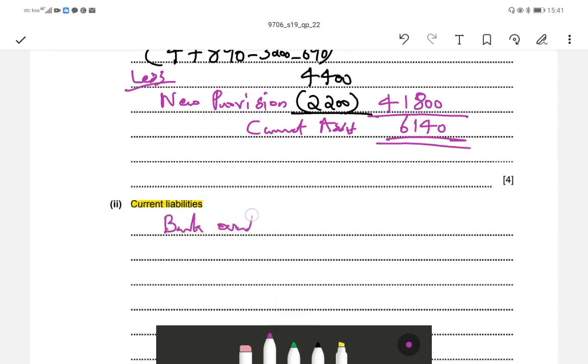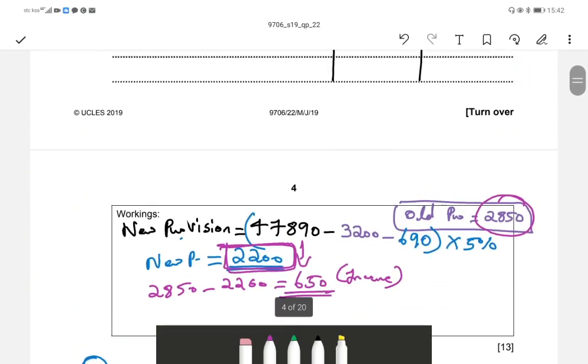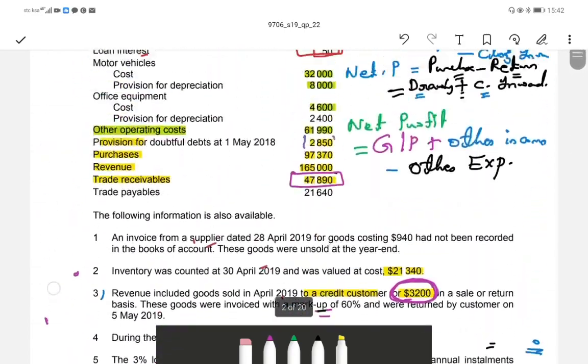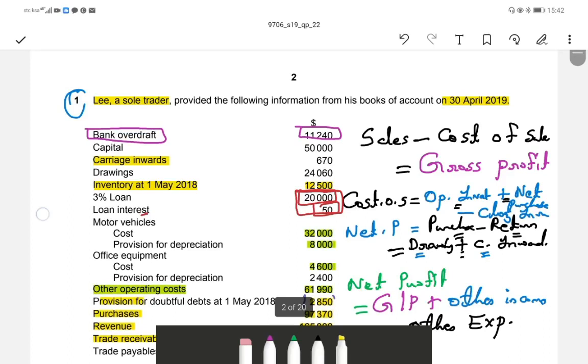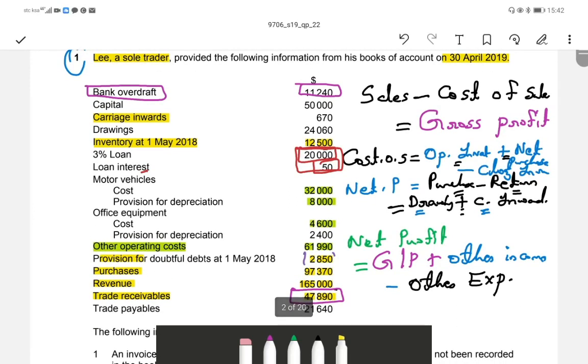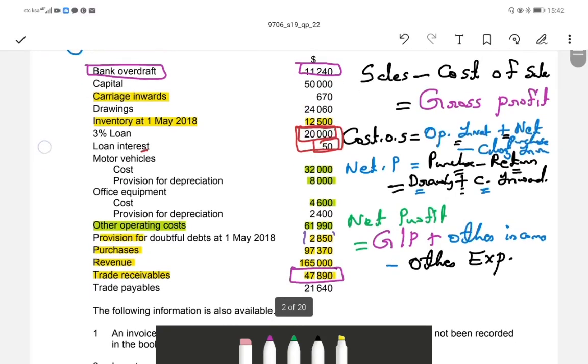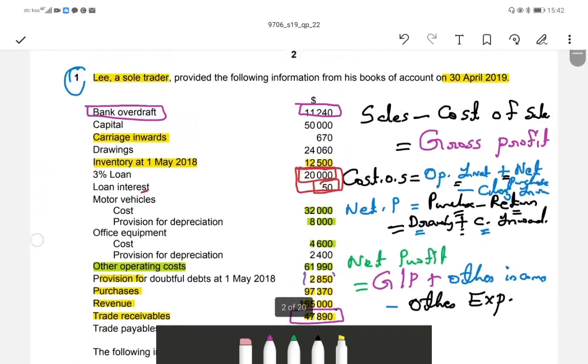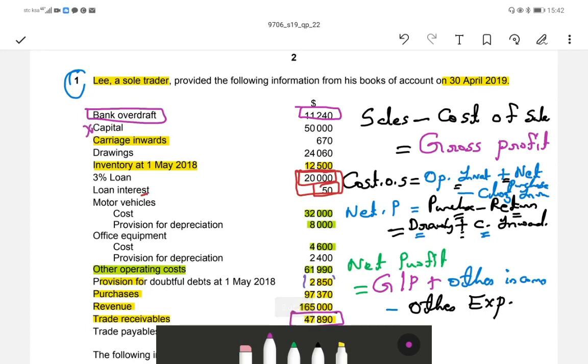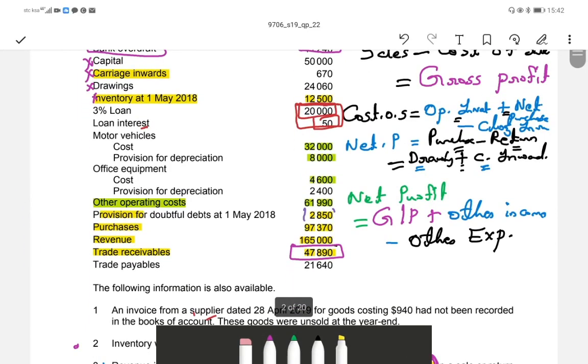Bank overdraft 11,240. Next we have the capital loan, which is a long term loan, but when we have to pay any loan in the short period, that we have to show under loan. Then carriage inwards, drawings, inventory, 3% loan, operating expense, purchases.